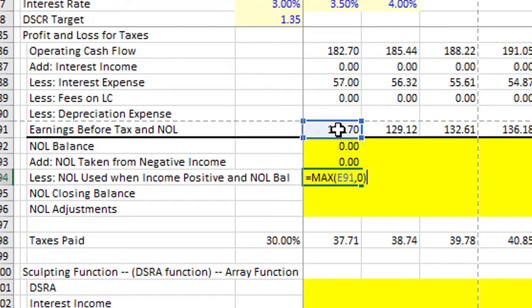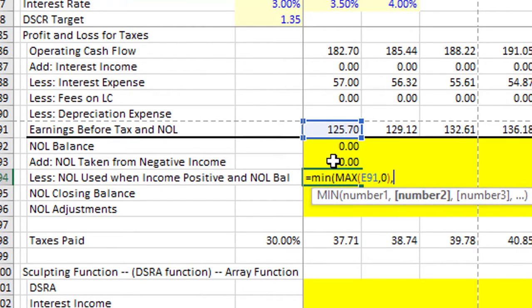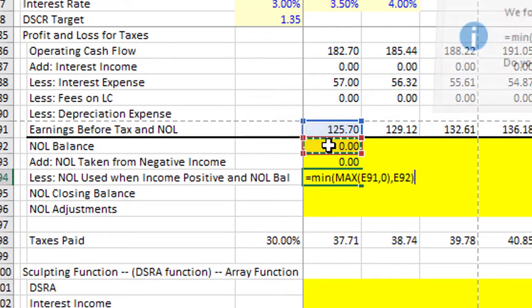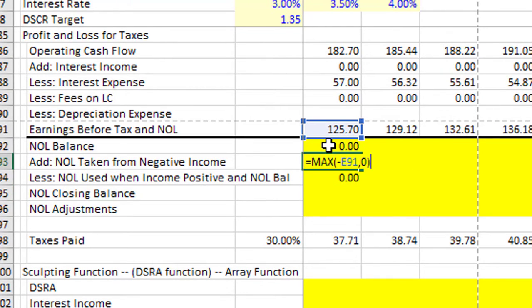But then this one, the maximum we can use is the minimum of the opening balance and the closing balance. Okay, good. There we go. I'm using the positive number convention.